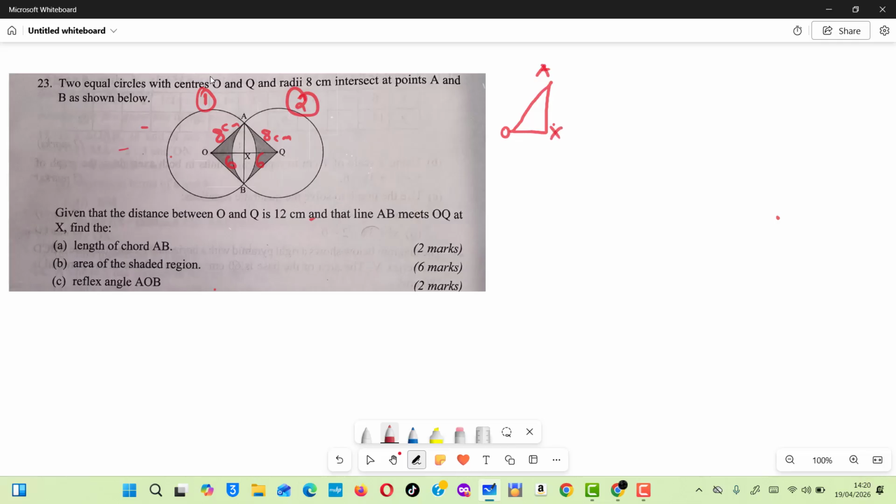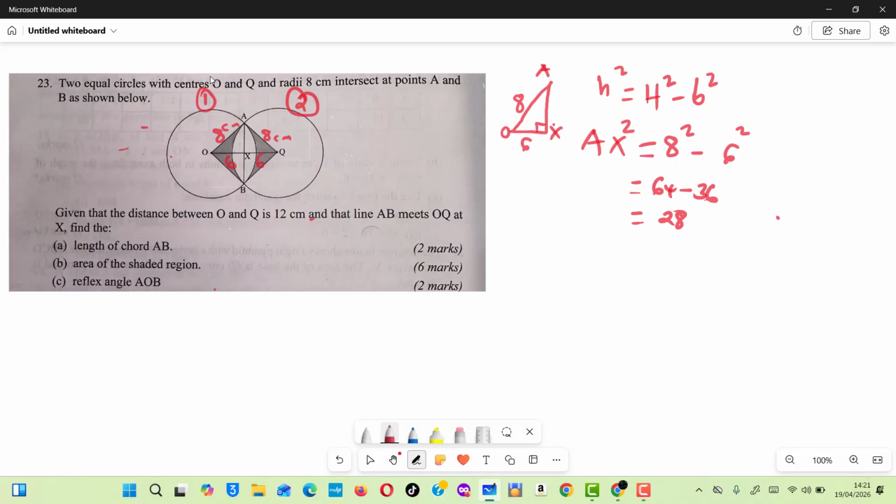AOX, where OA is 8, OX is 6, we can get AX by using what we call Pythagoras theorem, because this is a right angle triangle. What you are finding is the height. Therefore height squared is the same as the hypotenuse squared minus the base squared. Height squared in this case is AX squared, the same as 8 squared minus 6 squared. This will give us 64 minus 36, which is the same as 28.